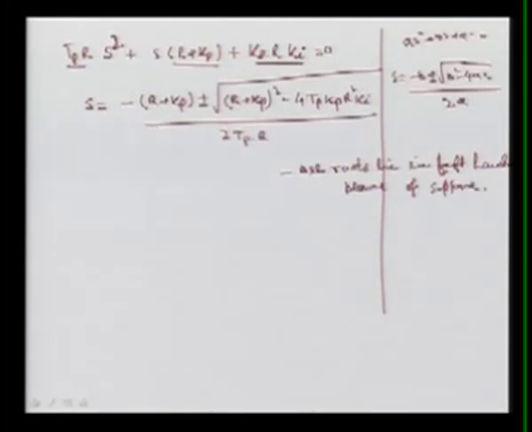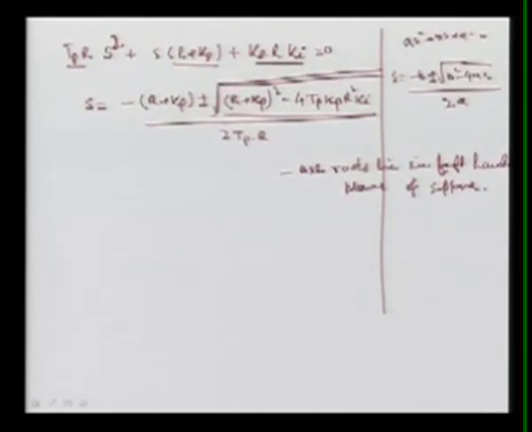Now this discriminant here may be positive, it may be negative, it may be 0. Positive means if this is more than this, it is positive; if this value is less than this, it will be negative; and if both are equal, then it will be 0. So the discriminant is this value under the root term.